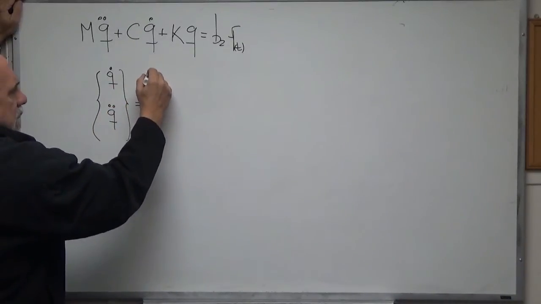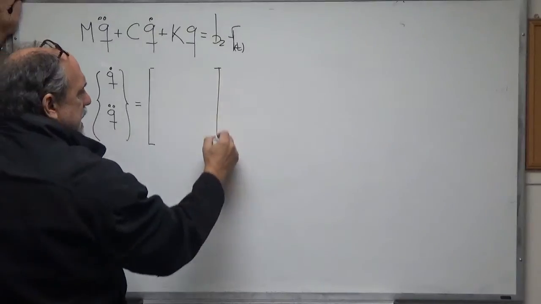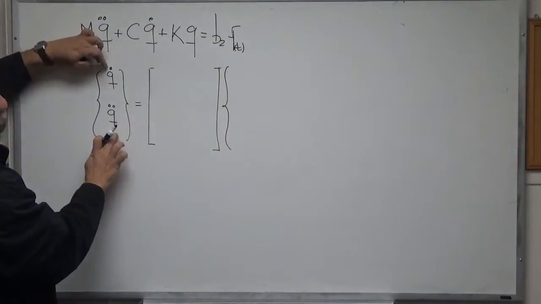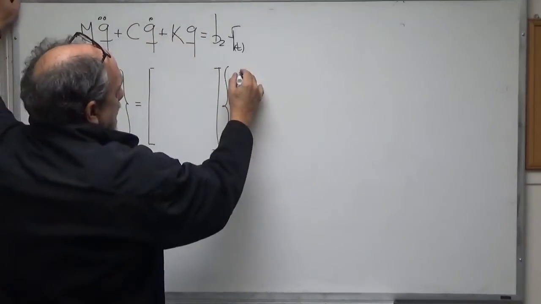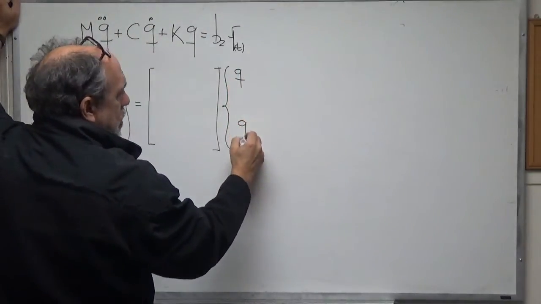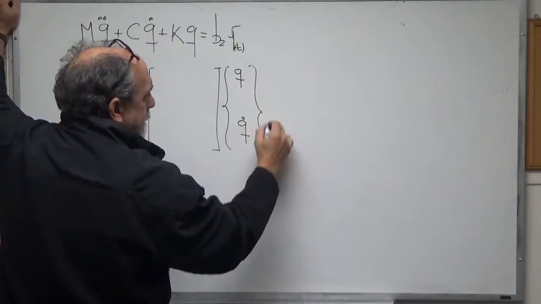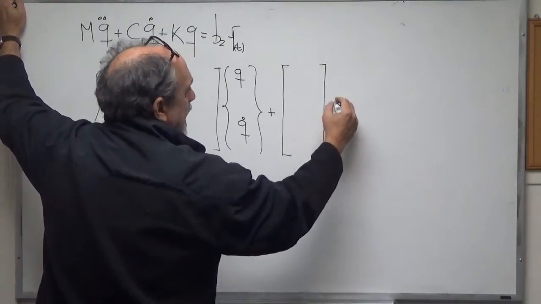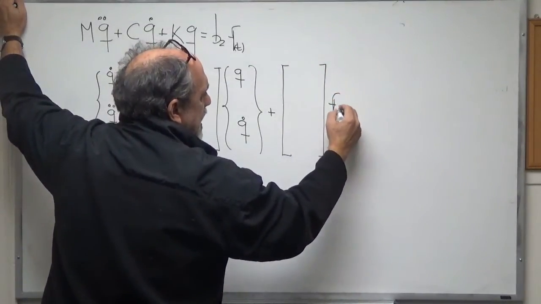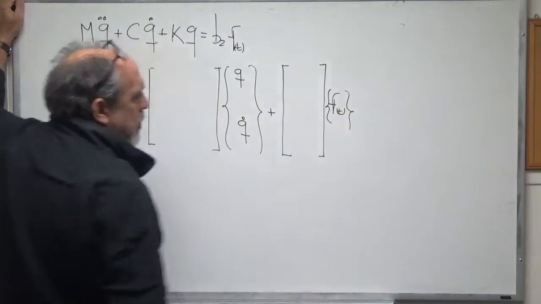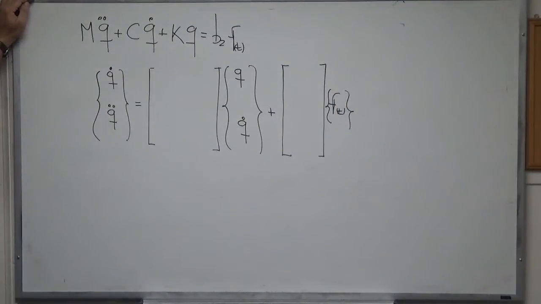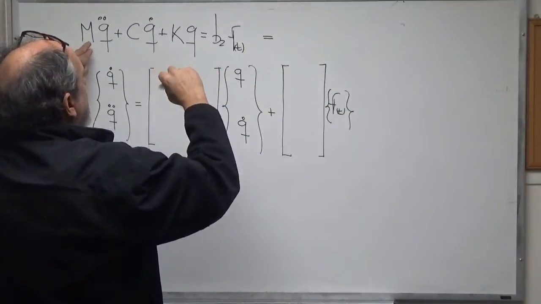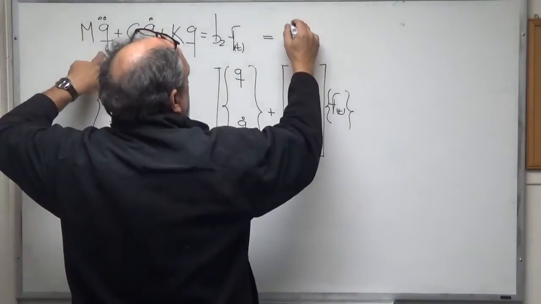is equal, and I will open this like this, and now I will put here one derivative less, so this will be q and this will be q dot, right? And then I'll open this, leave it blank, and I will write F of t here, and then we will fill in the blank.